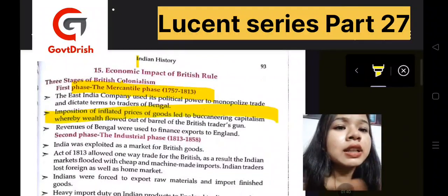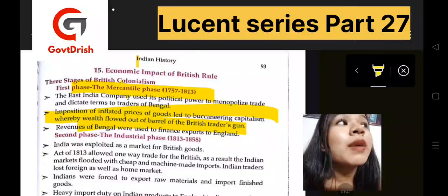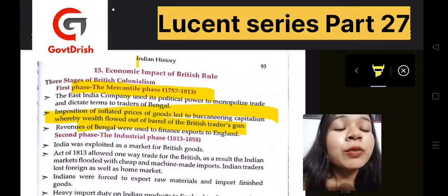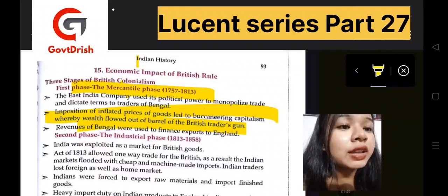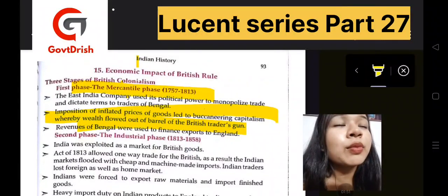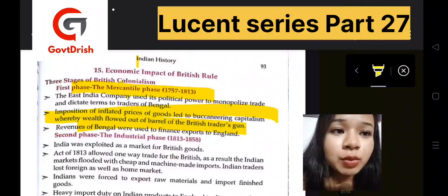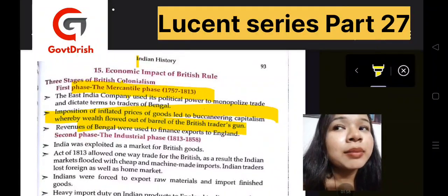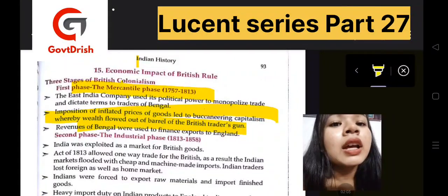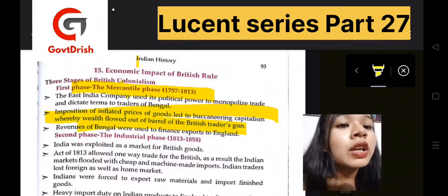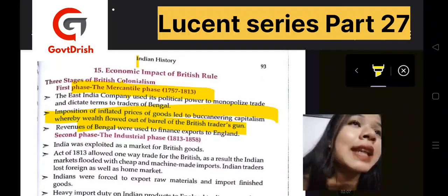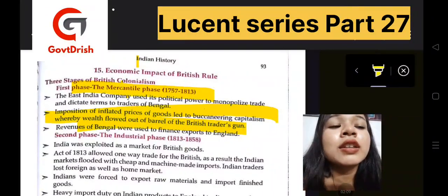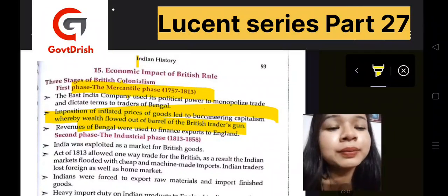They also implemented higher prices of goods, and when the price of goods increased, it led to buccaneering capitalism, where most of the wealth rolled into the richest pockets, not the poor's pockets. Here the company was the one that was rich, and it exploited the economy. Also, the revenues of Bengal, from the lands, the taxes and all, were sent as financial exports to England.